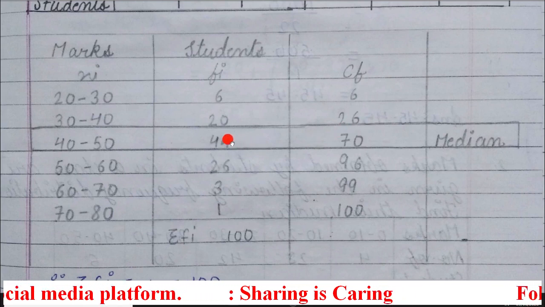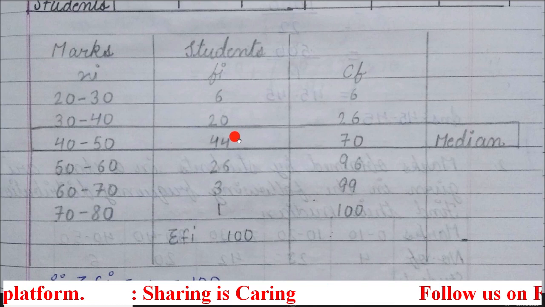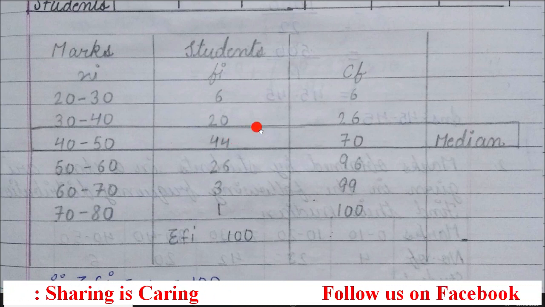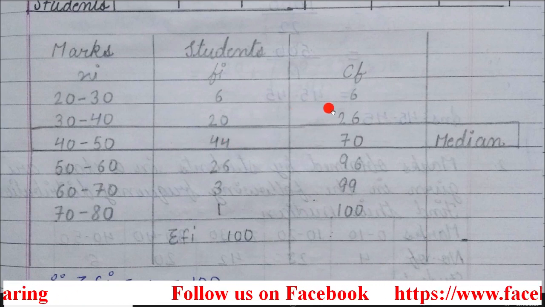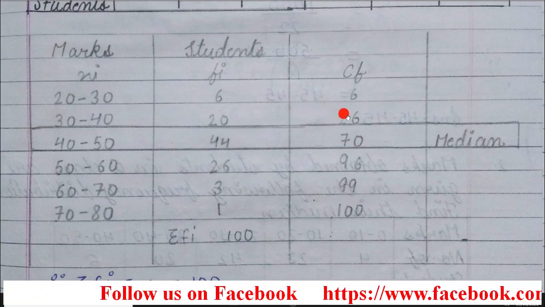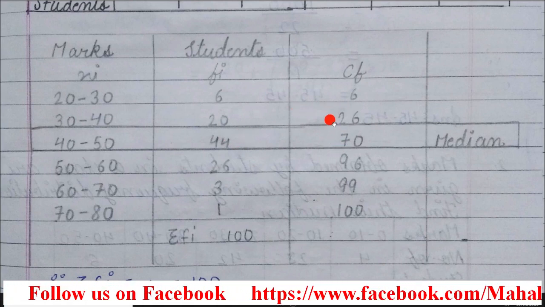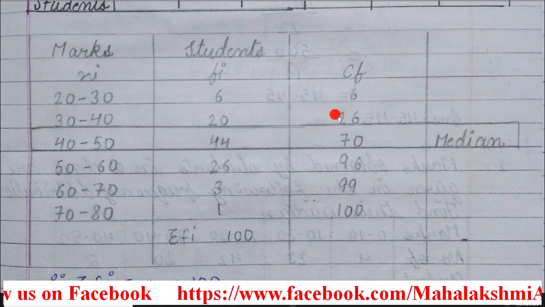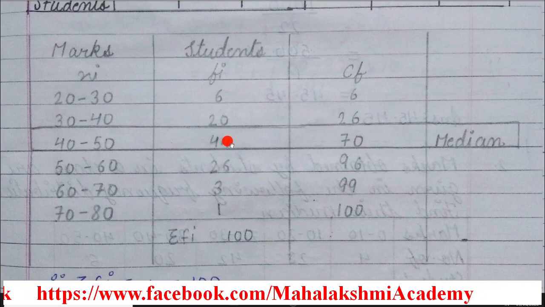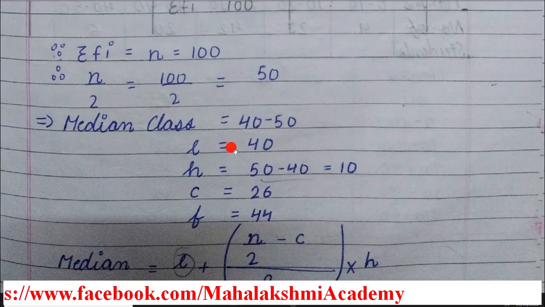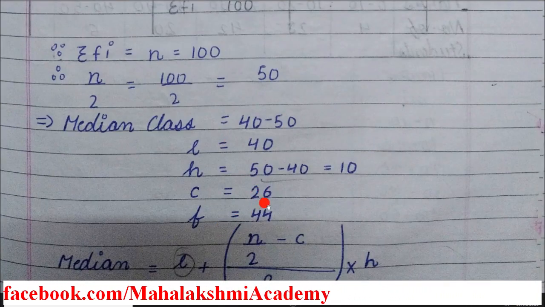And frequency, we are going to select the median class frequency. So what I said, we have to select C and we have to select F. C is going to be the median class just preceding, so preceding is before one. That is 26, and F is of the median class, that is 44. So C is 26 and F is 44.